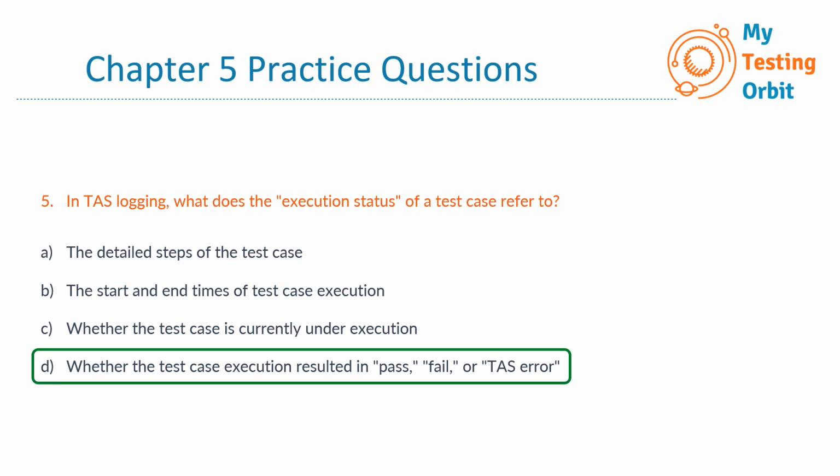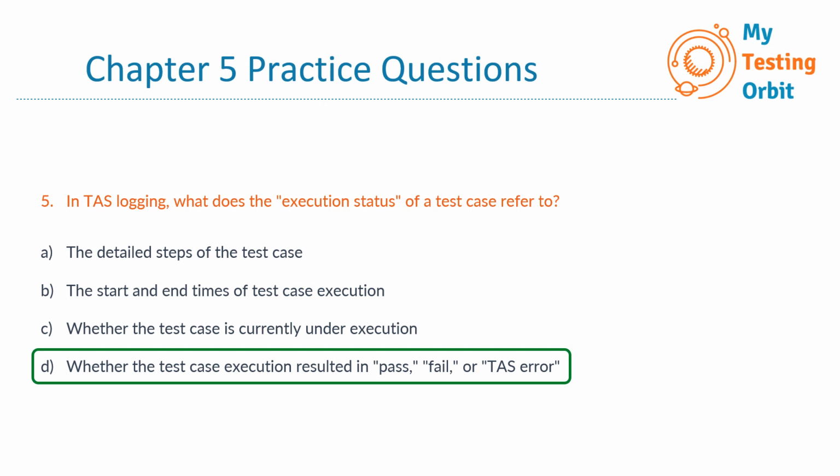And the correct answer is option D. The execution status of a test case in TAS typically refers to the outcome of the test case execution, which can be pass, it can be fail, or TAS error. And this status provides important information about whether the test case achieved the expected result or encountered an issue during execution.